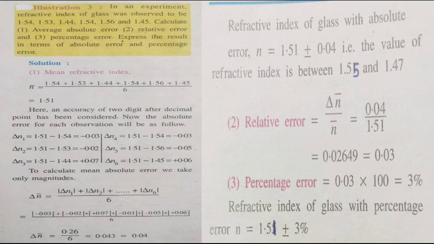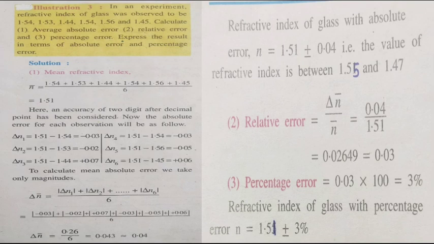Second, relative error is delta n bar upon n bar is equal to 0.04 upon 1.51. We get 0.0264, that is approximately 0.03. It is the relative error. Percentage error is obtained by multiplying by 100. So we get 0.03 into 100 is equal to 3%. So in general, we write the refractive index of glass with percentage error as n is equal to 1.51 plus minus 3%.